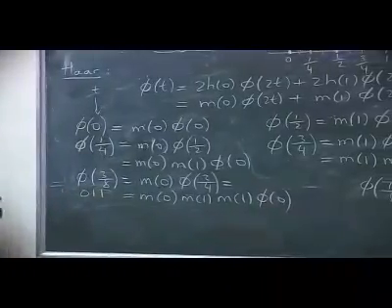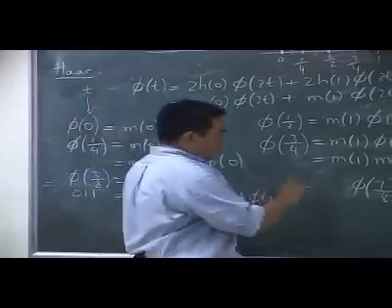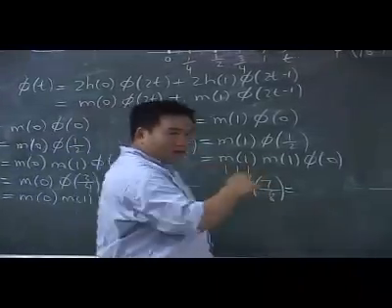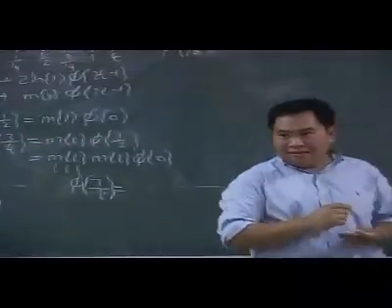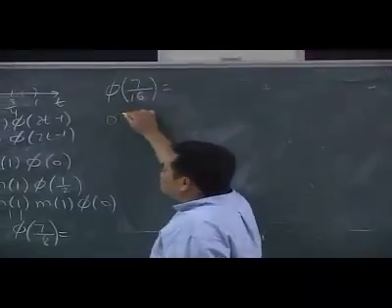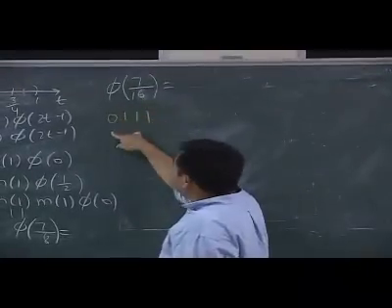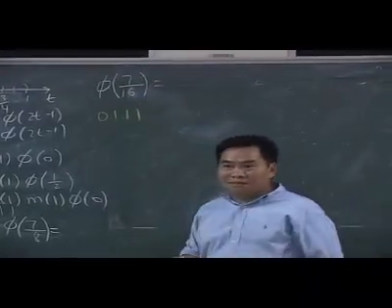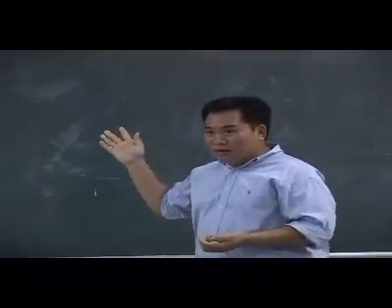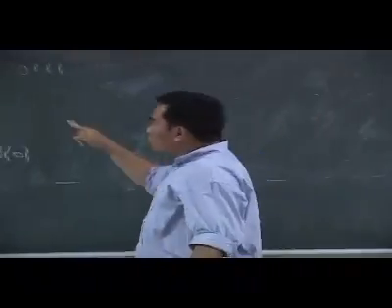What is 7/8 in binary? 1, 1, 1. So, 1 and 1 and 1. What is 7/16 in binary? 0, 1, 1, 1. So M0 and 1 and 1 and 1. You can prove that. As long as you can write it this way.